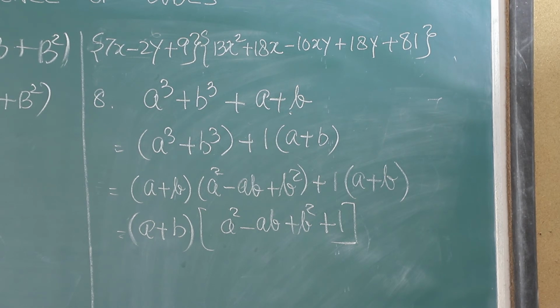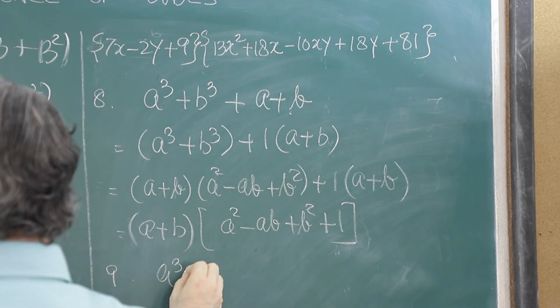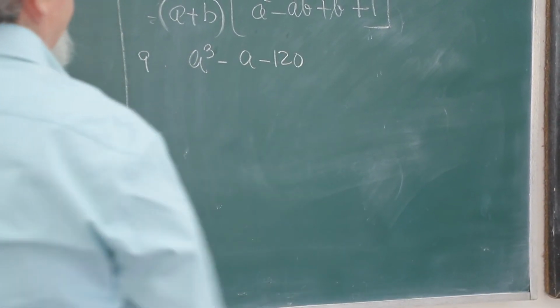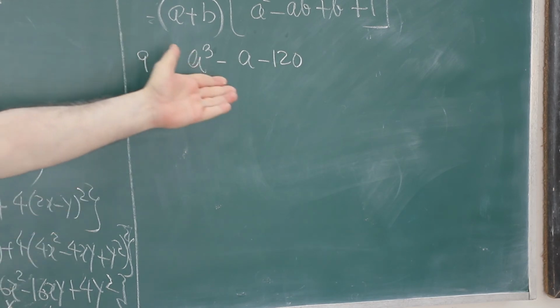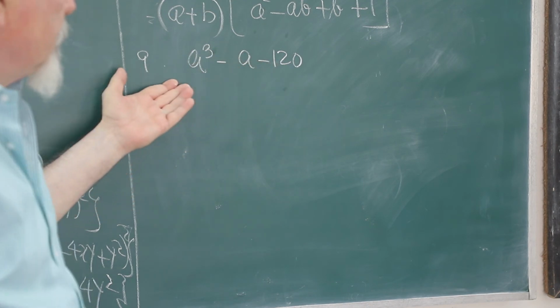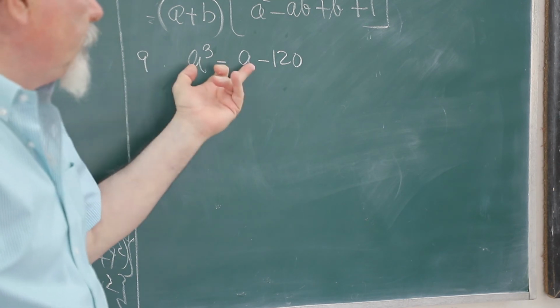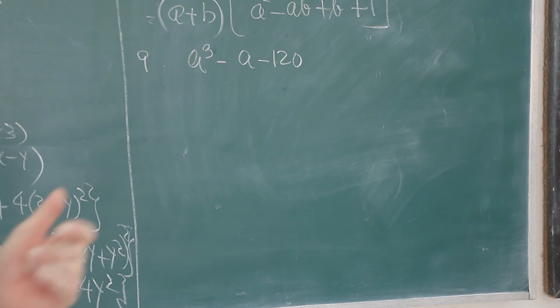Now let us see the 9th question. A cube minus a minus 120. Now I can see only a cube as a cube. I cannot take anything common. There are three terms, but it is not a trinomial because it is a cube, so it is not possible there. So what do I do?